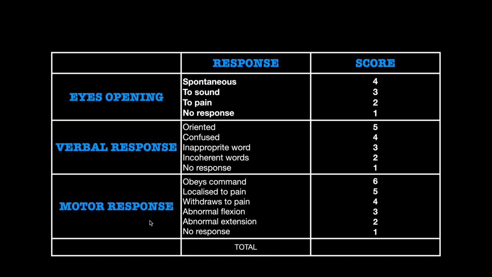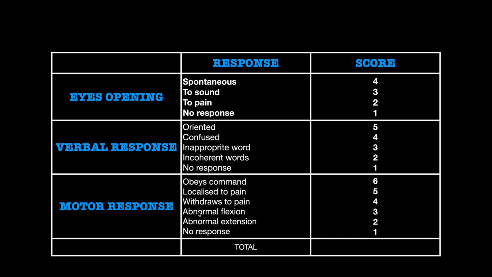Now, if the patient obeys your command, for example, can you please raise your leg or raise your hand, and the patient lifts the leg or hand, you score the patient 6. It means the patient has obeyed your command. If the patient makes purposeful movement to a stimulus that you applied, it means the patient has localized to pain. You score the patient 5. And if the patient withdraws to the painful stimulus, you score the patient 4.